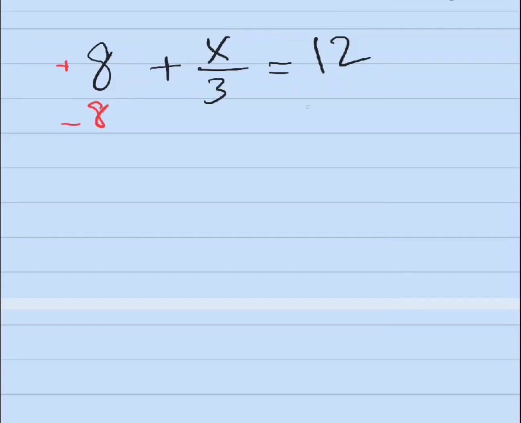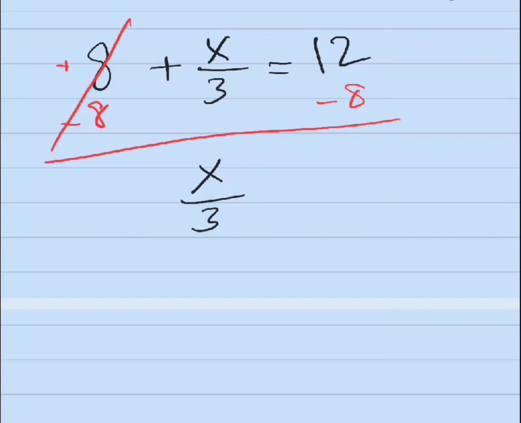Go ahead and take a minute and try this example. So 8 plus x divided by 3 is equal to 12. So pause the video and write this equation down. Go ahead and solve it. So I'm going to start off by subtracting both sides by 8. Twelve minus 8 is 4.